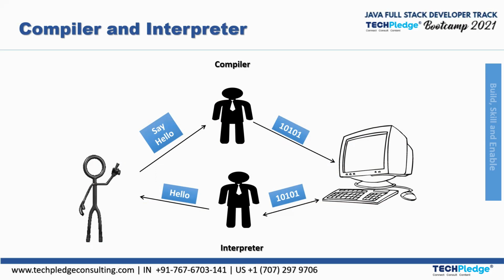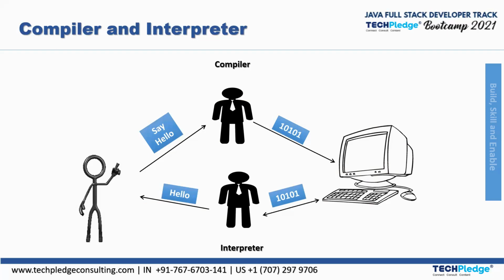I can explain the use of an interpreter like this: suppose somebody is speaking in German, and I have no idea what the German language is. Then we have a translator who will translate it into the language that I know, and then I will understand it. That is the similar work that the interpreter does. It converts the machine language into the language that humans understand.